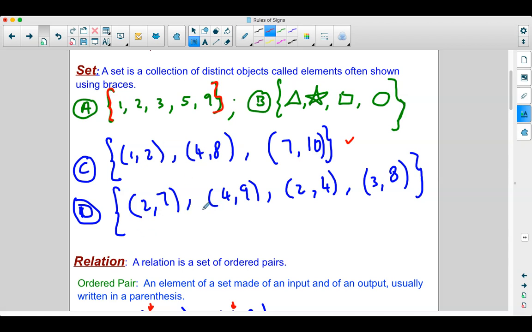Is this one a function? Let's check. 2 goes to 7, 4 goes to 9. We have an issue right here. We have 2 that goes to 7, and we also have 2 that goes to 4. Therefore, this one is not a function, because to be a function, every input needs to have exactly one output. We have 2, an input right here that has 7 as an output, and the same 2 has 4 as an output. So anytime you have an input that is repeated with a different output, that's not a function. So this one, D, is not a function.